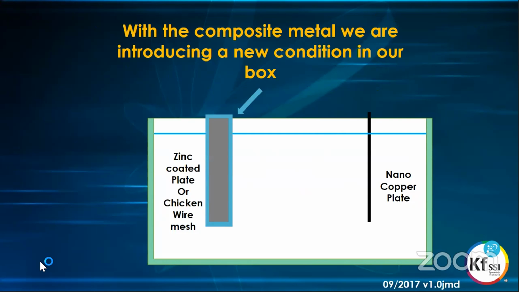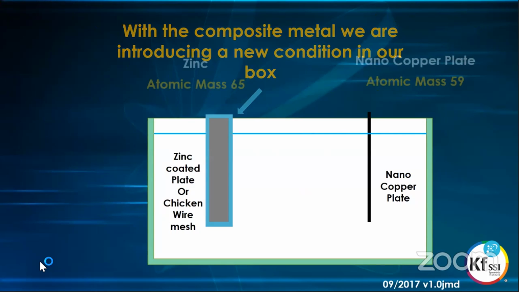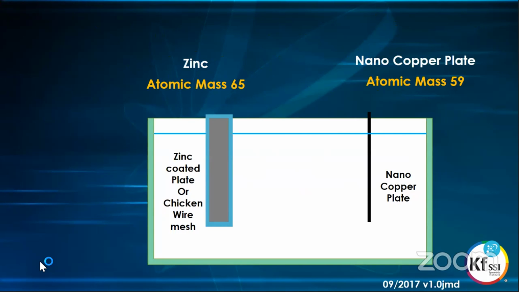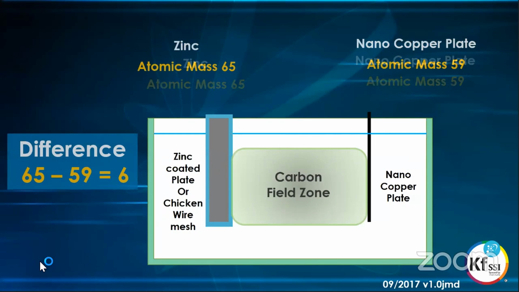So now we've got our nano copper plate, but now we've essentially got a composite metal in there. So we've got zinc with iron. And as we've explained with the CO2, when we look at the atomic mass of zinc being 65 and your nano copper plate having 59, that difference created 6, which created that carbon field zone in between the two plates.